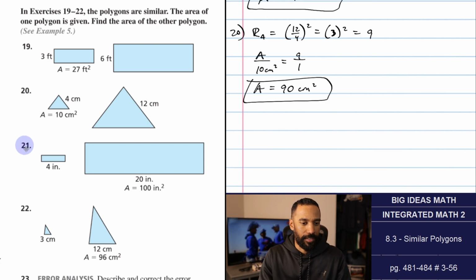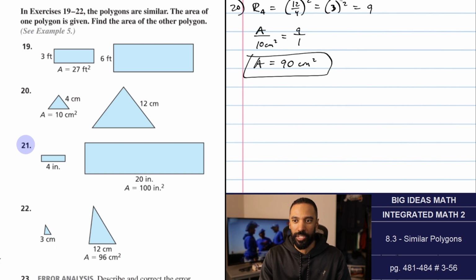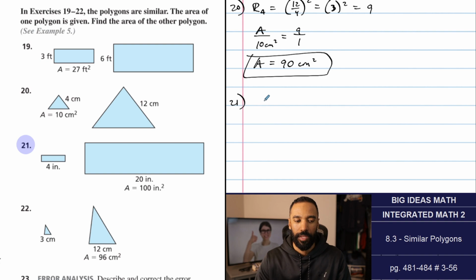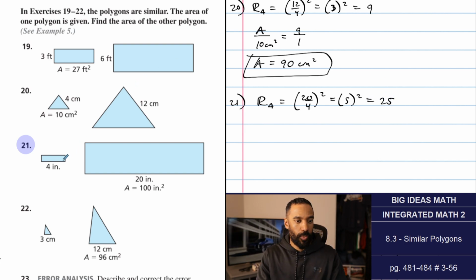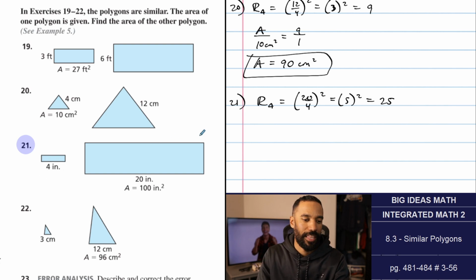Number 21. Whew, big in comparison. However, we're going to find the smaller one, right? So on number 21, it doesn't matter if we write it as an enlargement, reduction, whatever, but the area ratio here, it looks like they all kind of call them enlargements. So let's just do the same thing. Let's do 20 over 4 squared, 5 squared, which is 25. This other rectangle is 25 times smaller than that guy here.